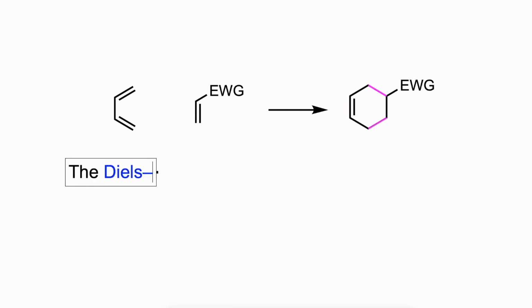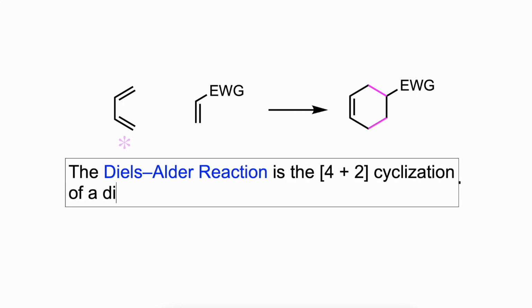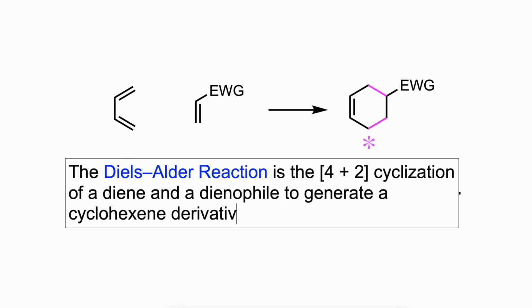Hello everyone. In this video, I'm going to talk about the Diels-Alder reaction, a concerted pericyclic reaction. The Diels-Alder reaction is the 4+2 cyclization of a diene and a dienophile to generate a cyclohexene derivative.